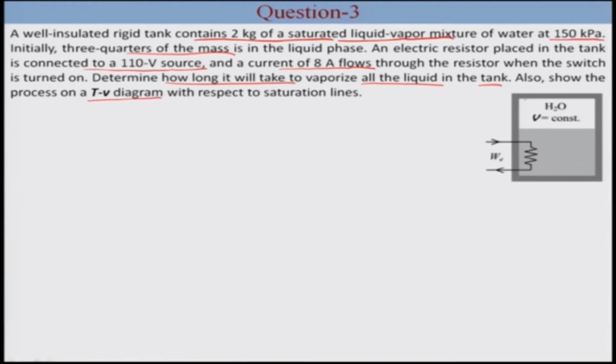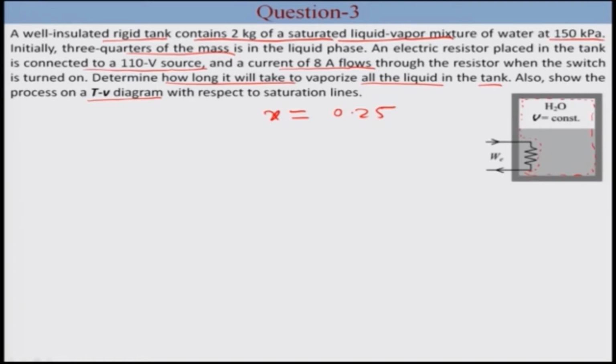Here we consider the vapor liquid mixture as a system, and this is the boundary of the system. This is a closed system since there is no mass crossing the boundary, and it is given that 3/4 of the mass is in liquid phase. That means the quality of this mixture is 25%, which is 0.25. It is desired to determine how long it will take to vaporize all the liquid in the tank. Since the tank is rigid, the volume is not going to change during the process.